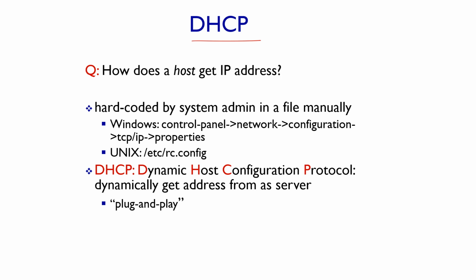This is usually done manually. A hard-coded IP address can be assigned to the system by the system administrator. For the Windows operating system, this is set inside the Control Panel, Network Configuration, and TCP/IP Properties. There we can set the IP address manually.